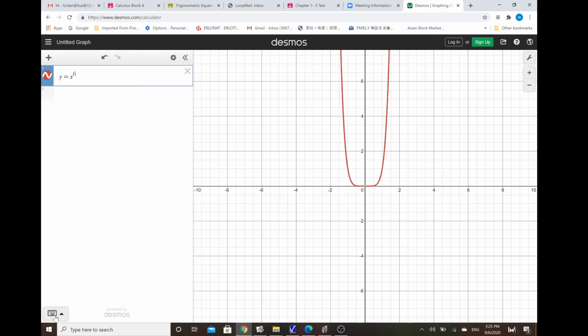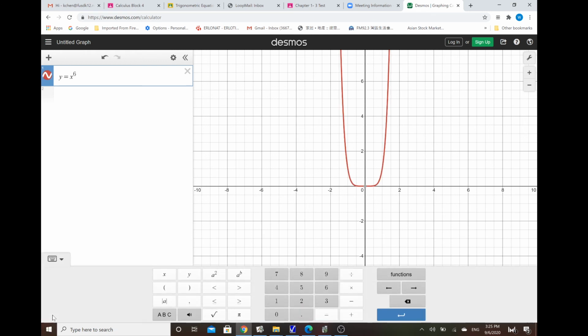If you don't like to use this kind of feature, you can always click on the keyboard here, so you can use the power sign. Here's the power sign. And now, before you type in the rest of the term, you need to bring down the cursor, so you press the right arrow. Okay, and then after that, plus x to the power of 3.